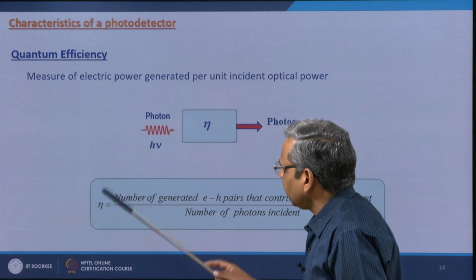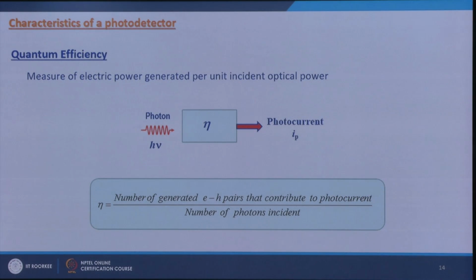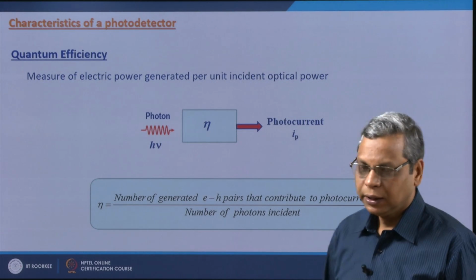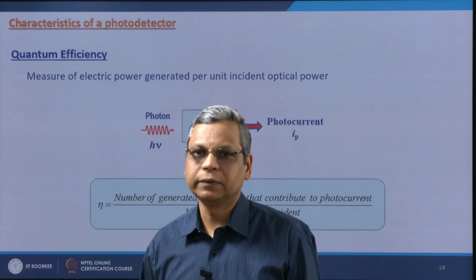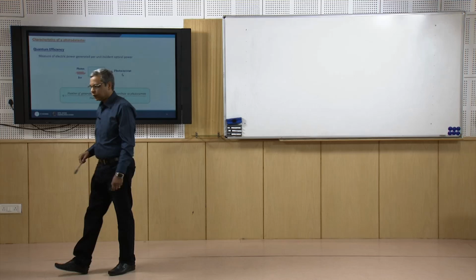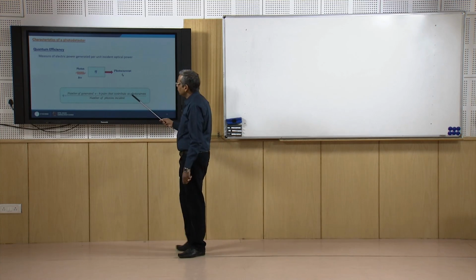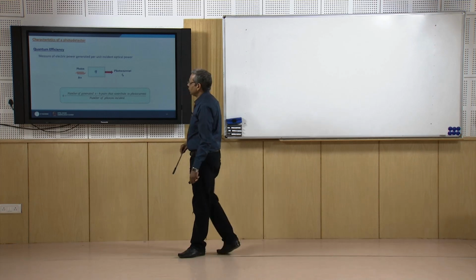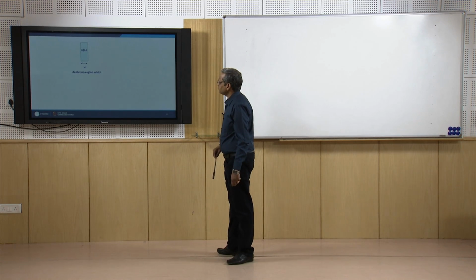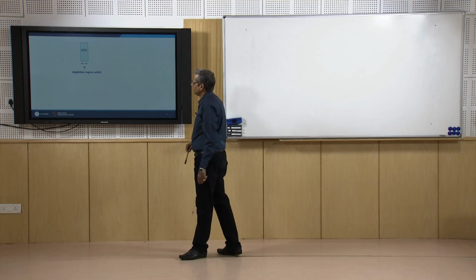So the quantum efficiency is defined as the number of generated electron hole pairs that contribute to photocurrent divided by the number of photons incident, because each photon will generate one electron hole pair, but not all the electron hole pairs will contribute to photocurrent. Some of them are lost in recombination. So, there is a finite quantum efficiency. Let us work out the expression for it.